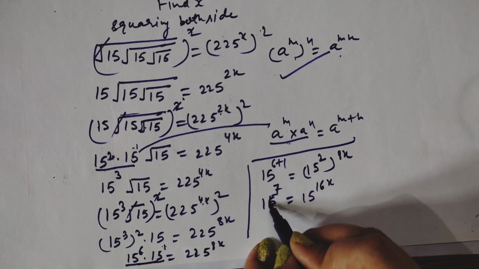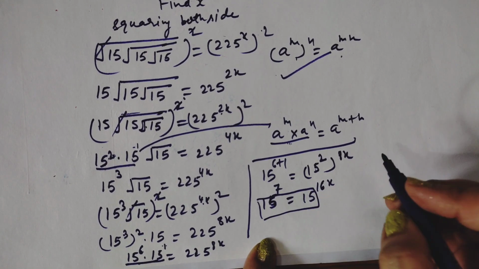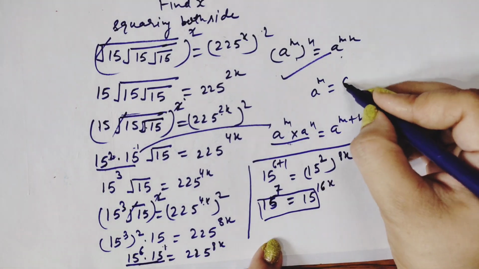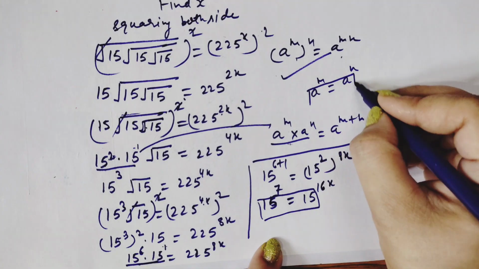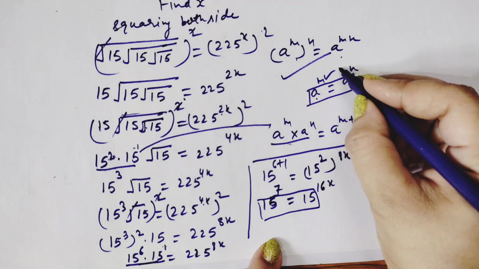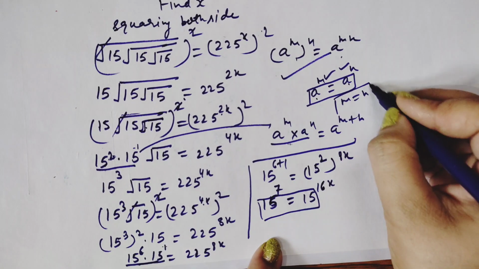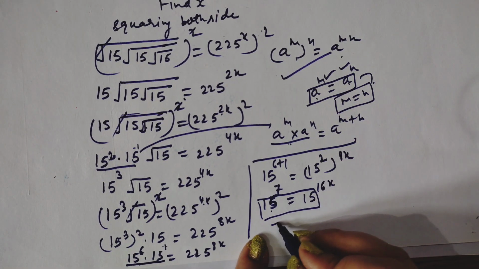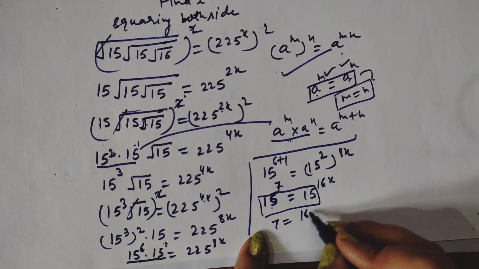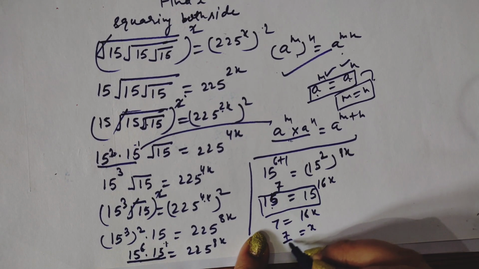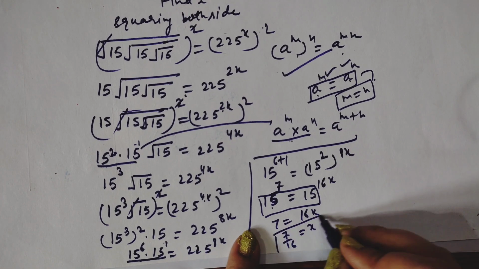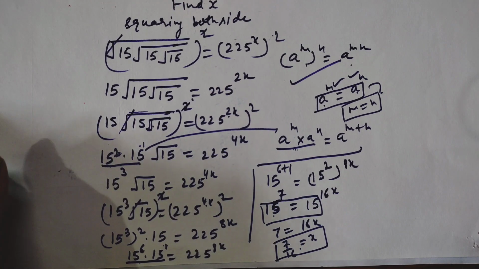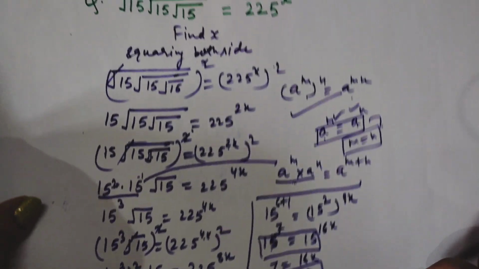Now you can see the bases are the same. Suppose we have a to the power m and a to the power n. If the bases are the same on the left hand side and right hand side, the powers should be equal, m equals n. Similarly here the bases are the same, so the powers should be equal: 7 equals 16x. So the value of x is 7 by 16. This is our answer. Hope you have understood this question.